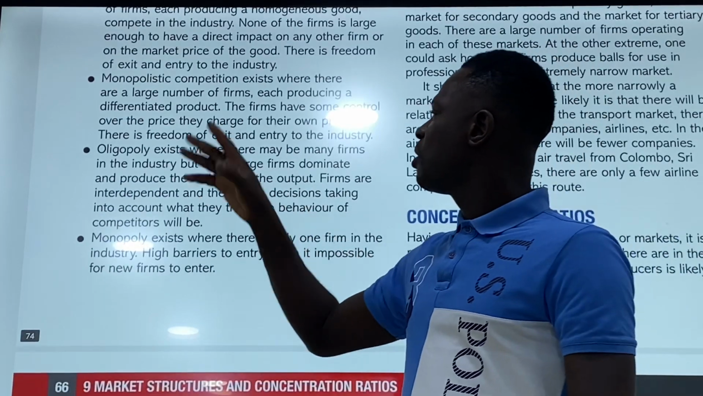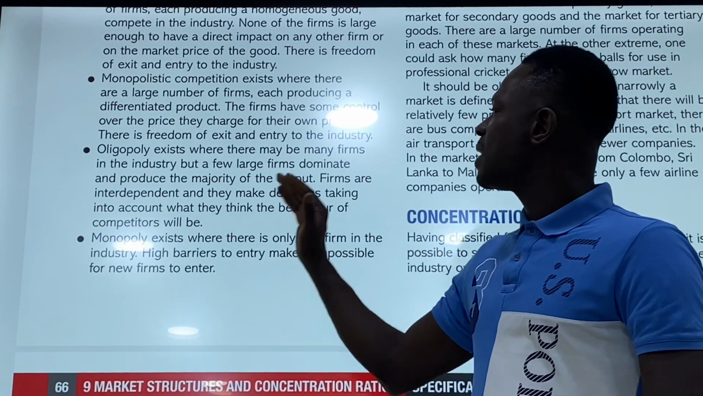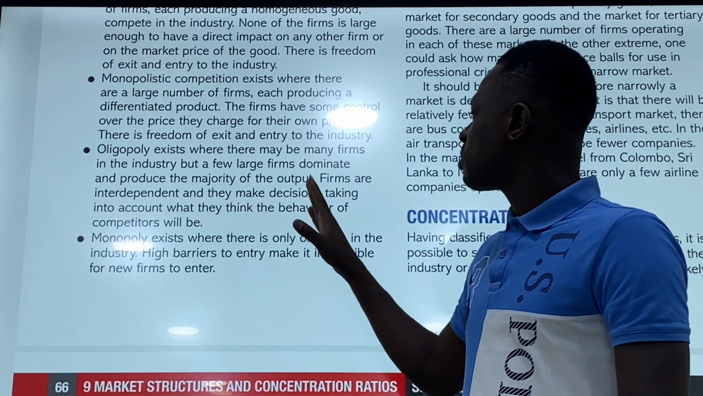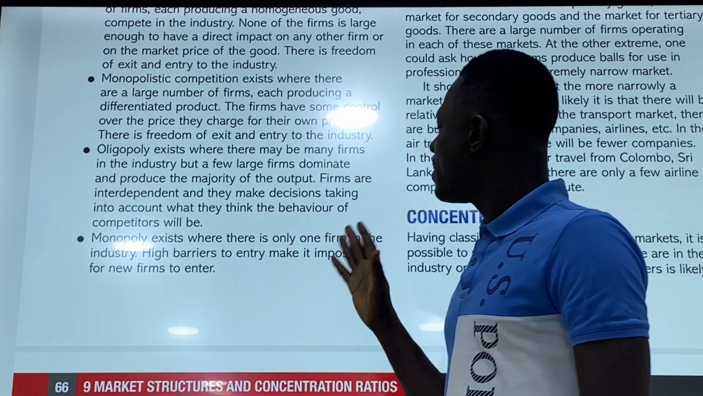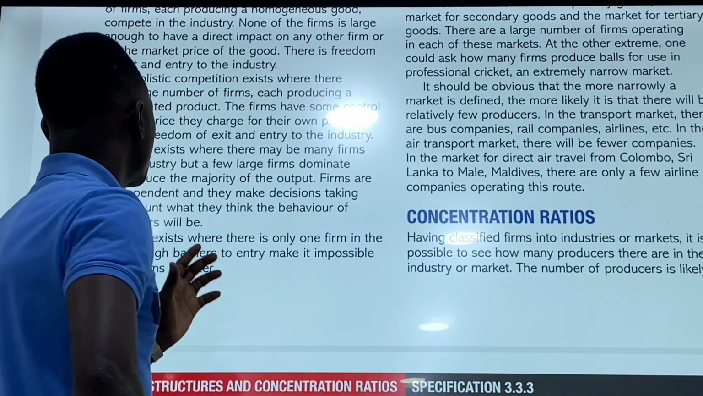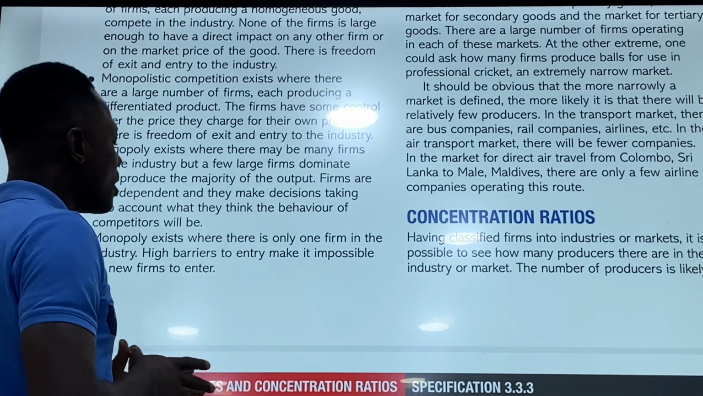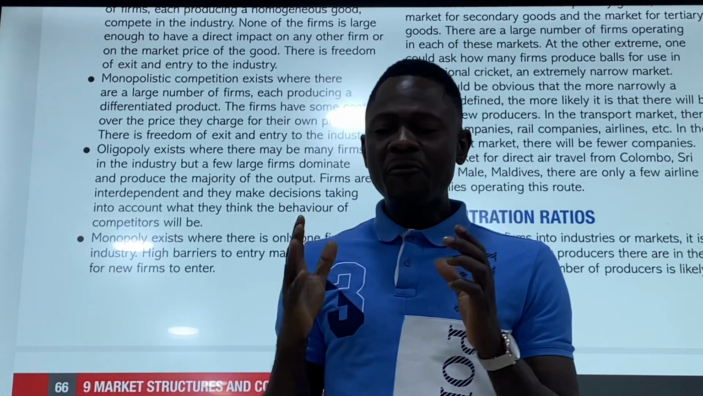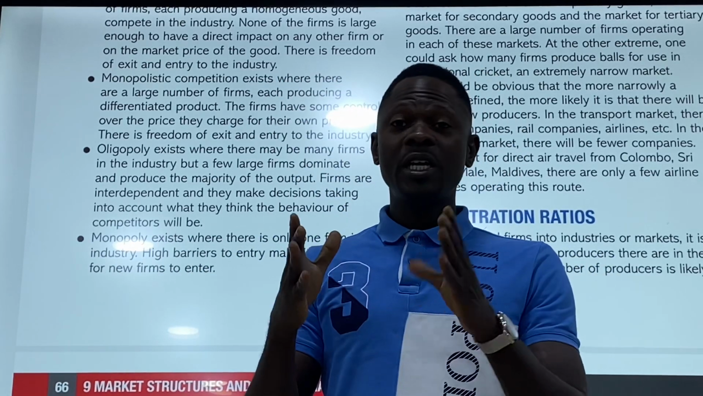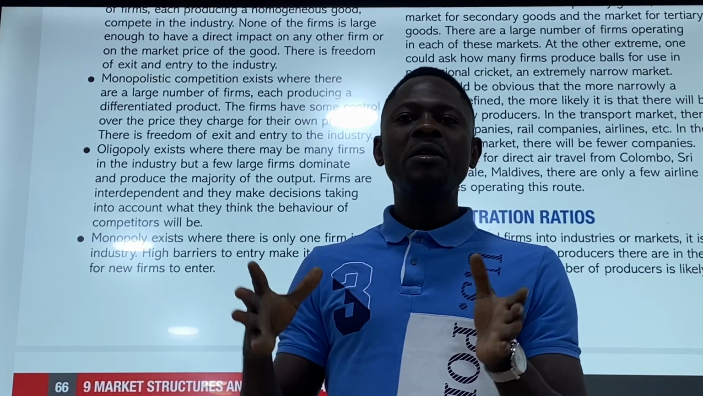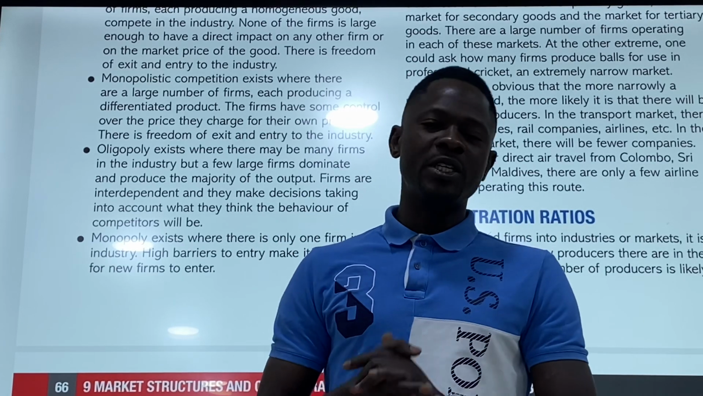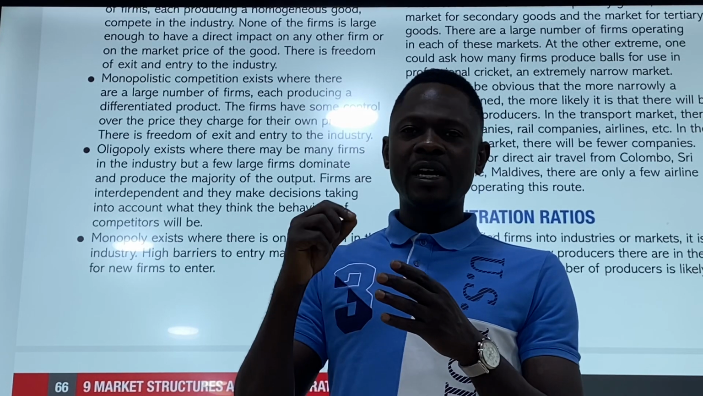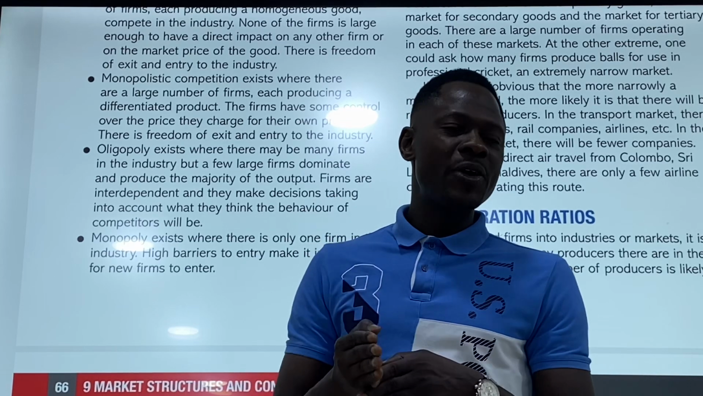The third one is oligopoly. Oligopoly exists where there may be many firms in the industry, but a few large firms dominate and produce the majority of the output. Firms are interdependent and they make decisions taking into account what they think the behavior of the competitors will be. We call it oligopoly because in this market structure there are few large firms dominating the market. So few large firms make most of the output in that industry. And in this type of market, there is interdependence, which means the action of one firm might affect other firms.